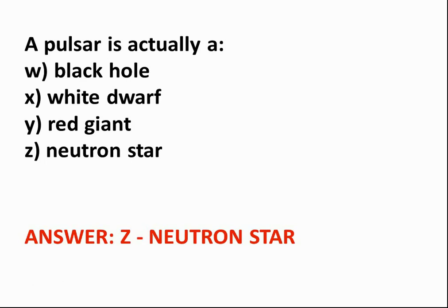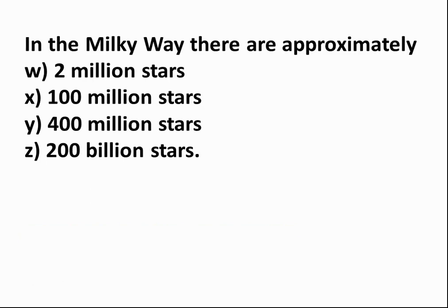Answer: Z. Neutron star. In the Milky Way there are approximately W. 2 million stars. X. 100 million stars. Y. 400 million stars. Z. 200 billion stars.